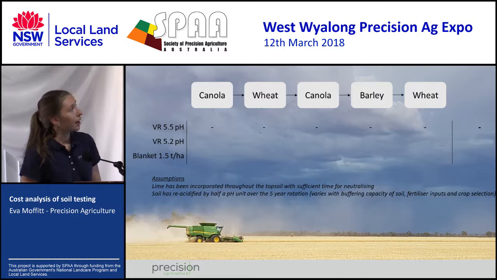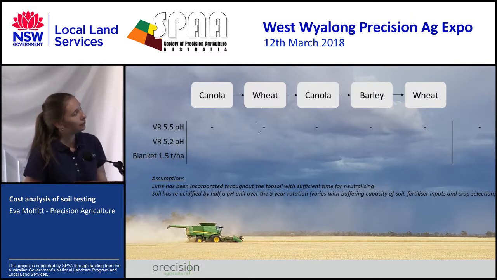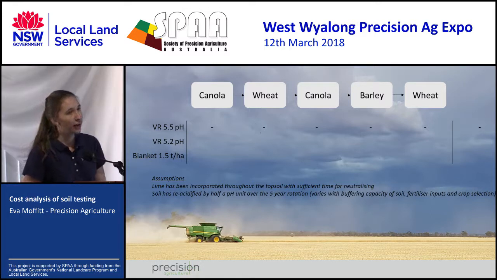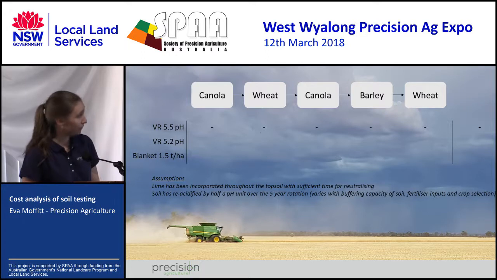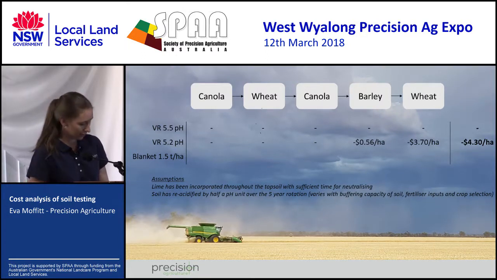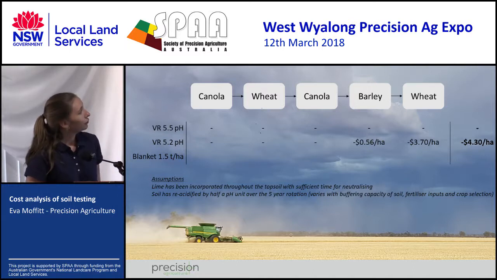So along the top here we've got our 5.5 target pH VR application. We're not getting any yield penalties at all because that whole paddock is staying above 4.8 throughout that whole period. Our VR 5.2, we're seeing no yield penalties really for the first few years, and then towards the end of the rotation we've got a few areas that are dropping under that 4.8, so slight yield penalty.